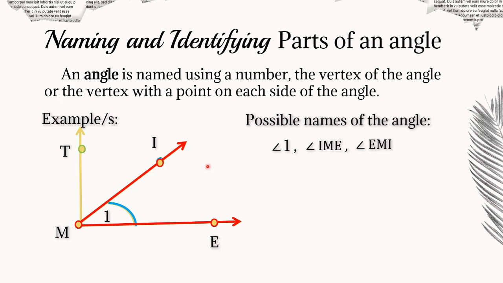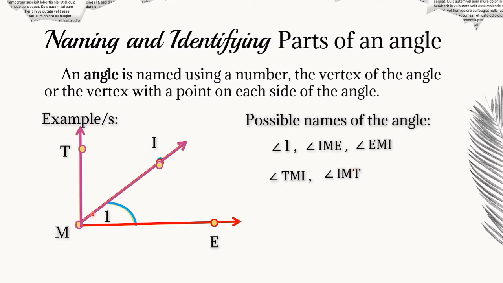Since tapos na tayo dito, naman tayo sa points TMI. Si points TMI, pwede rin siyang magkaroon ng angle dyan. So, ang angle natin dito ay si T, M, at si I. Kasi ang vertex natin ay si M. We have angle TMI. Also, we have angle IMT.